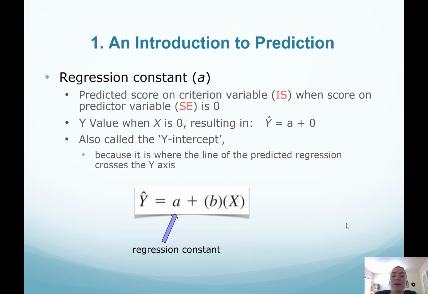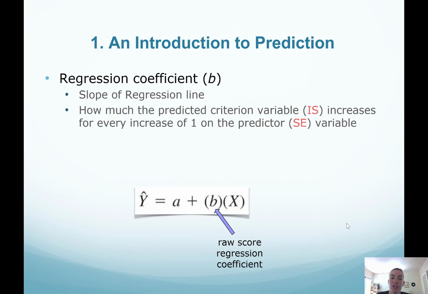This is also sometimes called the y-intercept. A is sometimes called the y-intercept. And that's because it's where the line, the prediction line that we'll look at in a few minutes, crosses the y-axis. So this is actually a formula for a line, and a is the y-intercept for that line. The regression coefficient, or b, is also called the slope. And that's because it is the slope of the regression line that we'll look at in a minute.